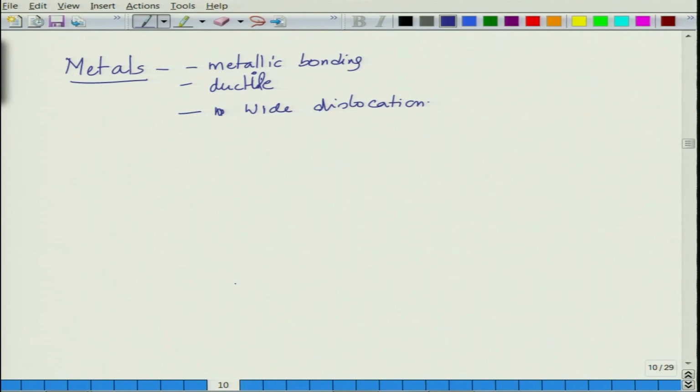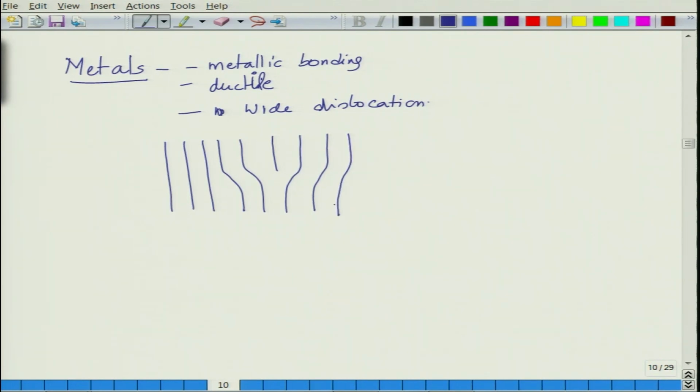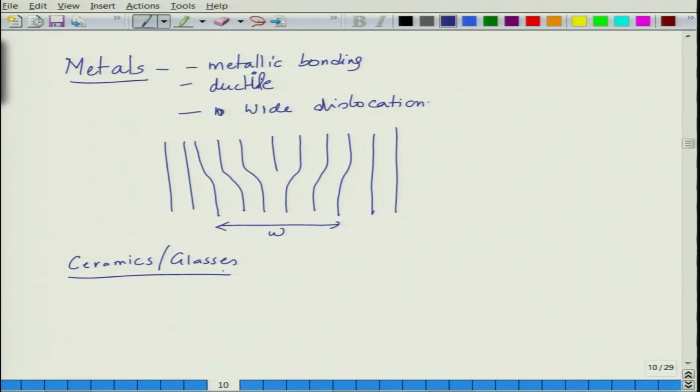Schematically speaking, in a metal the scenario would be like this: in the case of, let us say, a metal, this is W. In case of ceramics or glasses, the scenario is something like this.